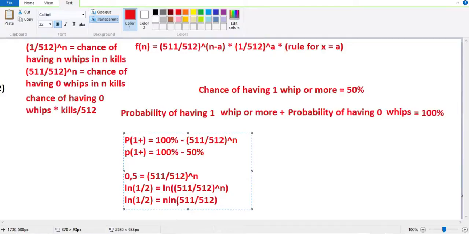This is right, what I just typed. If you have something to the n in an ln or in a log of anything, you can take it out, multiply it by that, and you can think about it. It is absolutely right. It makes perfect sense. And then you just have to say n, which is what you're looking for, equals ln of 1/2 divided by ln 511 divided by 512.